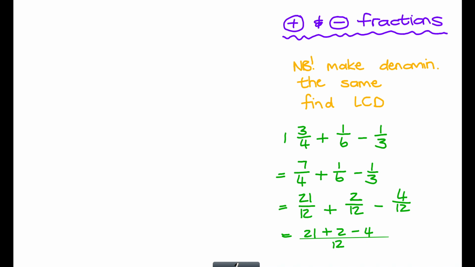Minus 4 gives me 19 over 12. Now you could have left it as an improper fraction, or if you wanted, you could have written it as a mixed number, saying 1 and 7 over 12. Okay, same thing. Any questions so far?